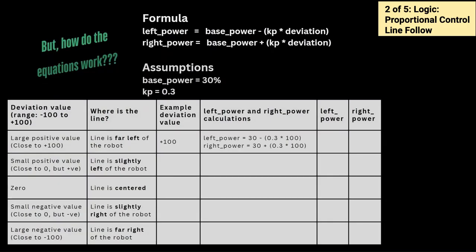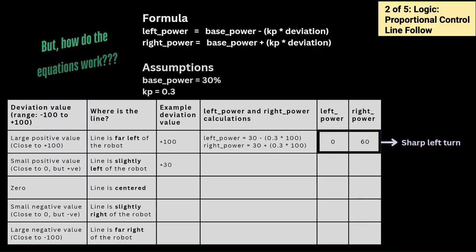The left and right power calculations are as follows, and they result in the values of left power being 0 and right power being 60. As you can imagine, this means that the robot is going to make a sharp left turn. And this makes sense because with a deviation value of +100, it means that the line is to the left of the robot, and in order to perform a correction, the robot needs to turn sharp left to get back on track.